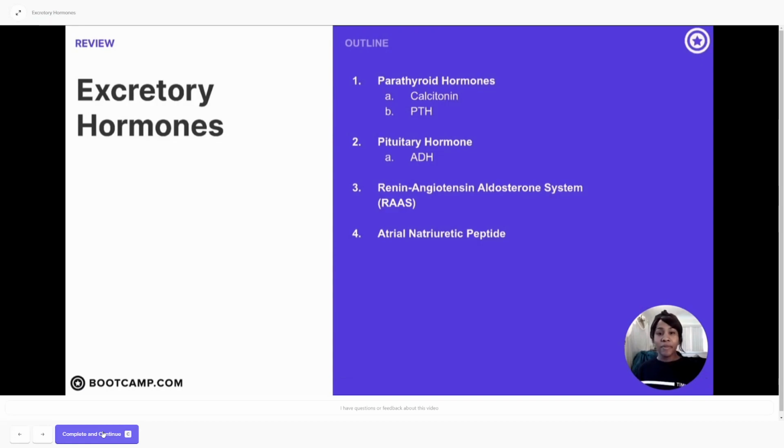So first, we're going to start out by talking about some multifunctional hormones that we also see in the endocrine chapter. These are going to be examples like the parathyroid hormones, like PTH itself. And we're also going to talk a little bit about some pituitary hormones like ADH. And next, we're going to talk about some more excretory-specific hormones like the renin-angiotensin-aldosterone system, as well as a little hormone called ANP. So with that being said, let's get into it.